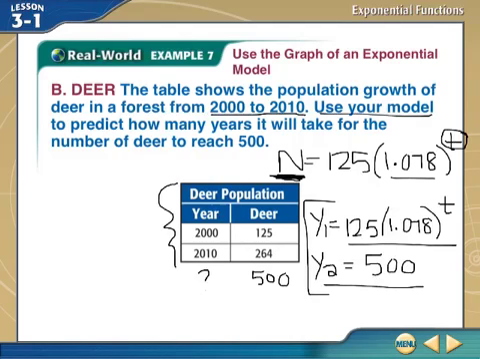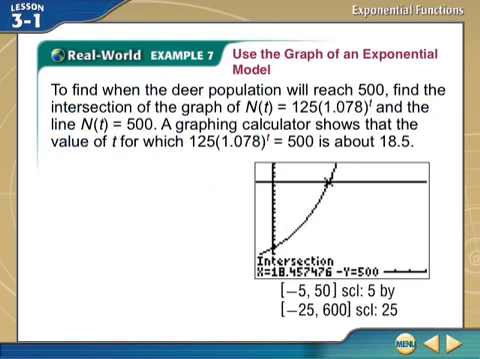So go ahead and type in these functions into Y1 and Y2 on your calculator and calculate where the two functions intersect each other. If you use an appropriate window, the window that the graphing calculator uses is -5 to 50 with a scale of 5 on the x-axis, and from -25 to 600 on the y-axis using a scale of 25. And what you're seeing, like I said, is y equals 500. That would be our y2 function, and y1 would be this exponential curve here.